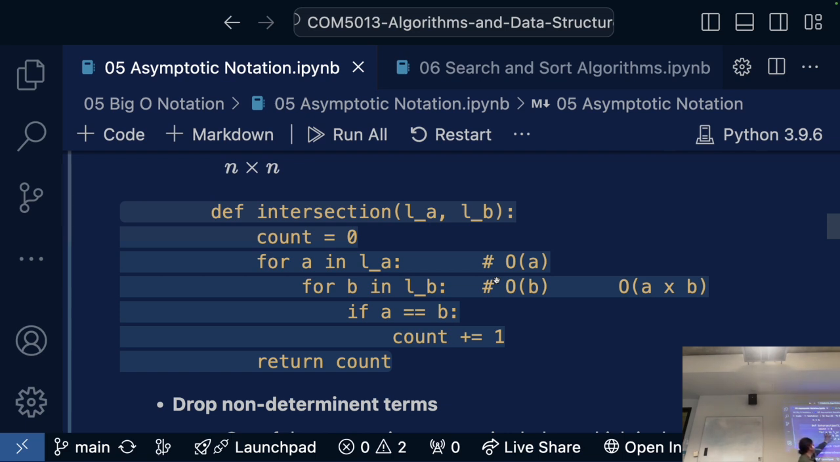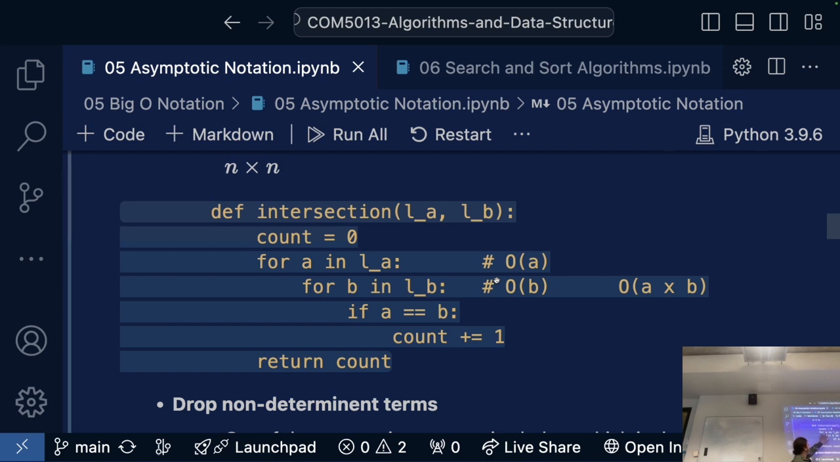A and B: for each A in L of A, that's just one counter, and then another counter for the length of B. So therefore, we have O of A and O of B. What does that give us? O of A times B, or O of A times O of B. Compress it: O of A times B, O of AB. Because if these were the same size, we'd have n and n, that would be O of n times O of n, which is n squared.